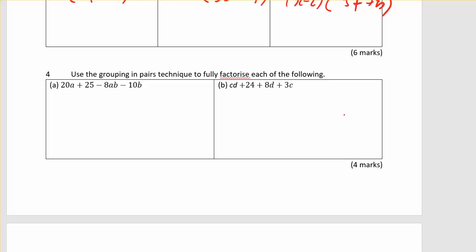Question 4, we want to factorize the following by grouping them in pairs. Okay, so I'm going to group these two together. These both go into 5. 5 times what gives you 28? 5 times 4a gives you 28. 5 times what gives you 25? 5. Now, these are both negative, so I'm going to take a negative as a common factor out. They both go into 2, so negative 2. Negative 2 times what gives you negative 8ab? It must be positive 4b.